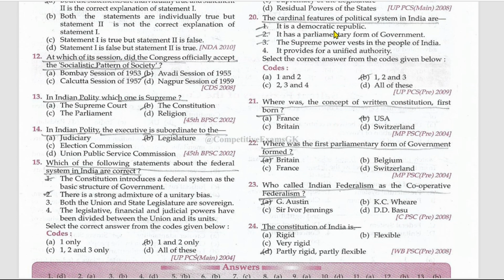The cardinal features of the political system in India are: it is a democratic republic, it has a parliamentary form of government, the supreme power vests in the people of India. These three are true. It provides for a unified authority.